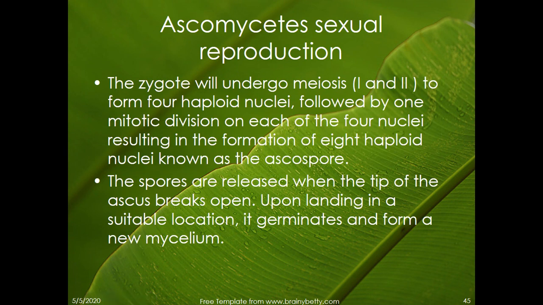The zygote will undergo meiosis 1 and meiosis 2 to form 4 haploid nuclei, followed by 1 mitotic division, and then they will produce another 4 nuclei, resulting in 8 haploid nuclei, known as ascospores. Okay, and then they will be released once the ascus breaks open, and they will land on a suitable location, germinate, and form a new mycelium.